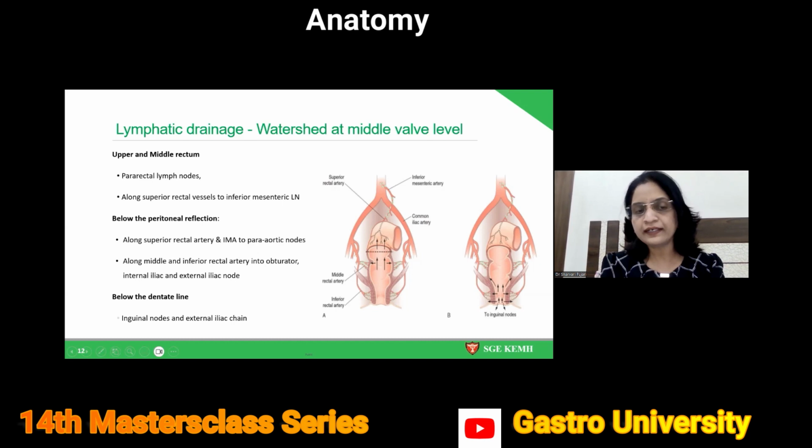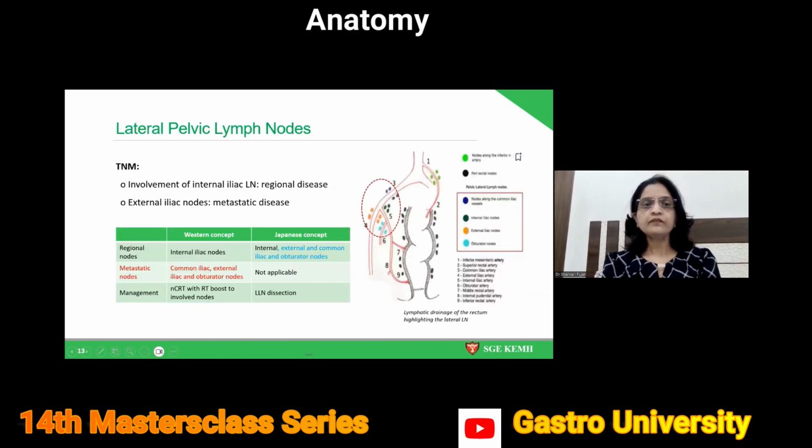And below the dentate line, it goes to the inguinal group of lymph nodes. So why is this important? Because the internal iliac lymph nodes, these are the pararectal nodes, these are the internal iliac, this is the obturator, these are the external iliac and common iliac groups of lymph nodes. There is no doubt about the internal iliac group of lymph nodes. These are considered regional disease and will be resected in the standard resections.